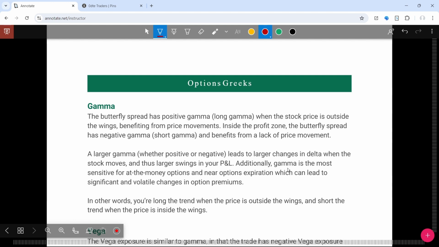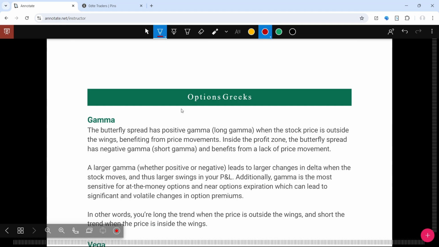Lastly, let's touch on the option Greeks. The butterfly is quite unique, as your exposure to the Greeks changes when you're outside the wings, so outside the profit zone, to inside the profit zone. So let's break down the three here: gamma, vega, theta. Now, if the butterfly spread is outside of the wings, you have a positive gamma exposure, and if you're inside the profit zone, so inside the wings, the butterfly has a negative gamma exposure.